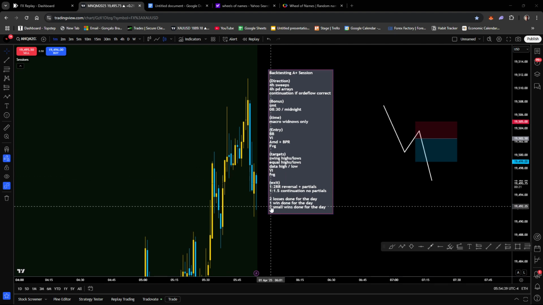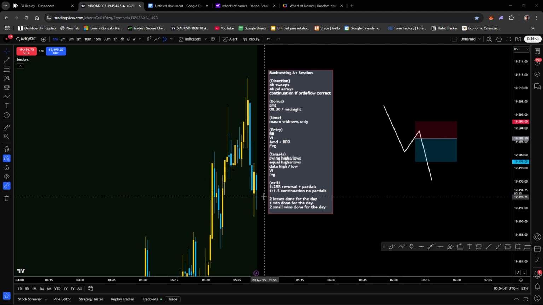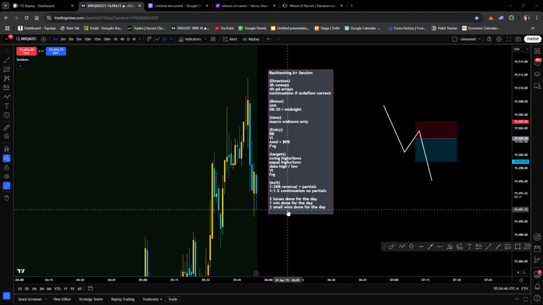Two losses, we're done for the day. One win, we're done for the day. And two small wins, we are also done for the day. So let's get into it. Actually, an additional rule: when we go to 0.9R in profit, we make it break even.